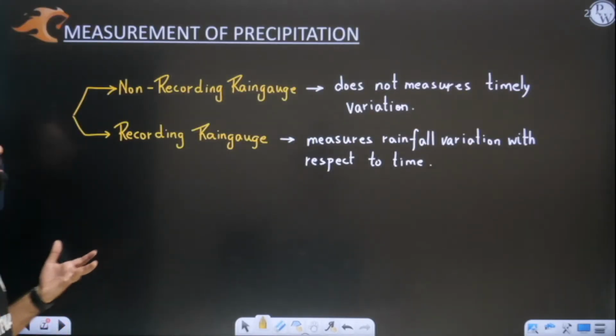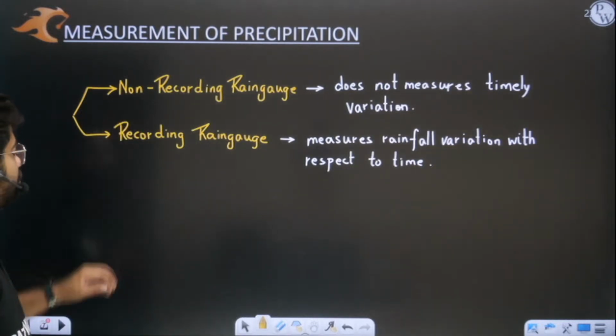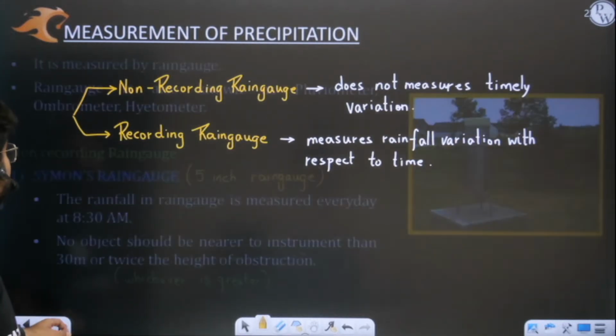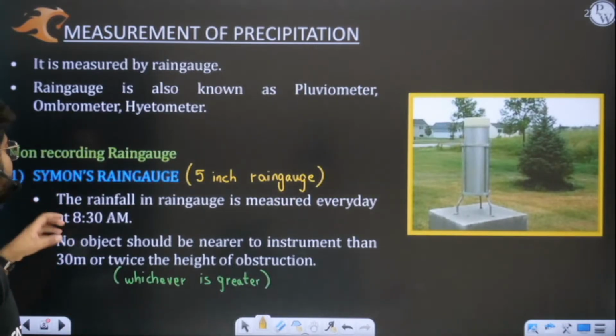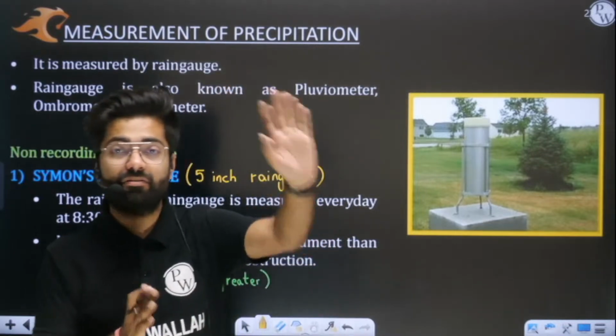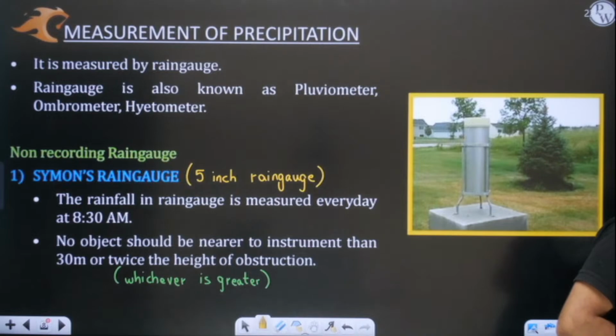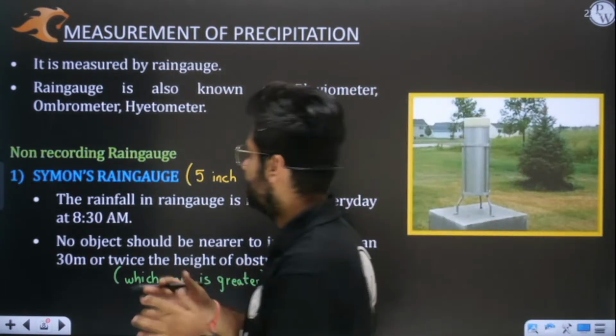Then we discussed how to measure precipitation. We discussed different kinds of rain gauges, recording and non-recording. In non-recording rain gauges, which was the important one? The standard non-recording rain gauge of India. What was that? Kindly comment, everyone. Yes, perfect. It is the Simon rain gauge. We have discussed this.